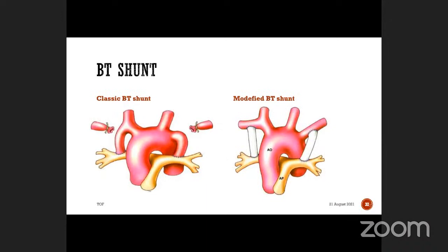So a classic BT shunt was done through the left thoracotomy. Basically, you transect the subclavian artery and bring it down to the LPA. A modified BT shunt is basically, instead of using the subclavian artery itself, you take a Gore-Tex tube and connect it to the pulmonary artery, whichever side you want. This can be done through a thoracotomy or a median sternotomy.